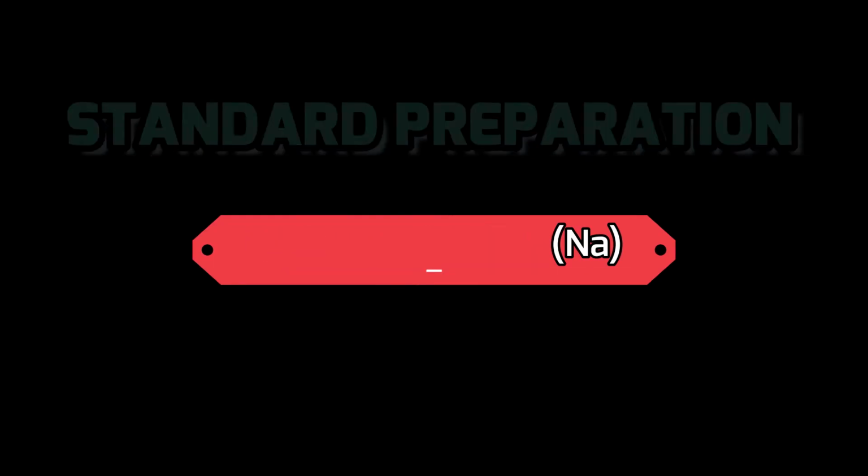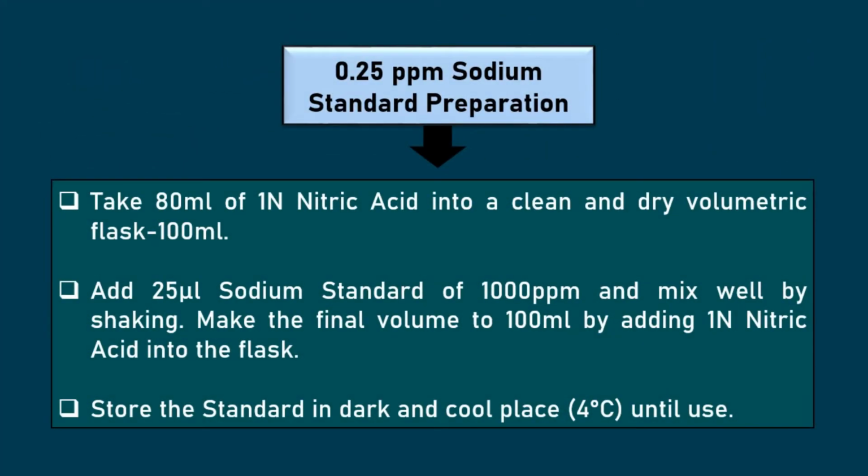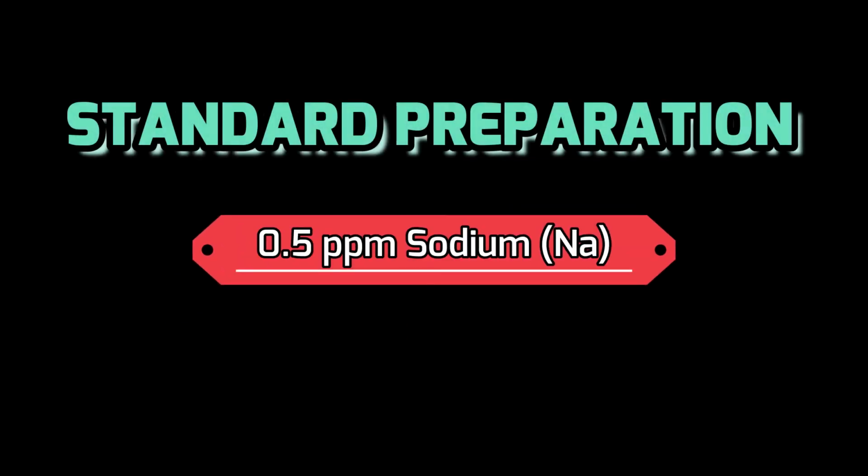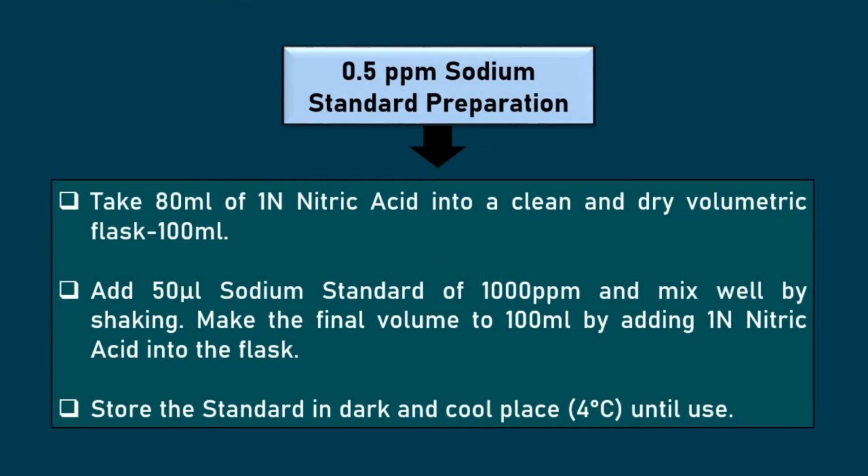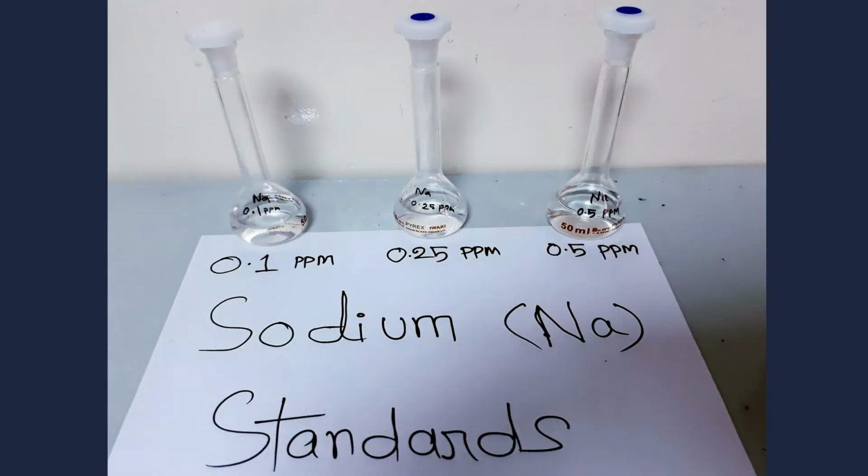0.25 ppm sodium standard can be prepared in the same way, except 25 microliter sodium standard of 1000 ppm is added instead of 10 microliter. 0.5 ppm sodium standard can also be prepared in the same way, except 50 microliter sodium standard of 1000 ppm is added instead of 10 or 25 microliter. Our standards are ready to use.